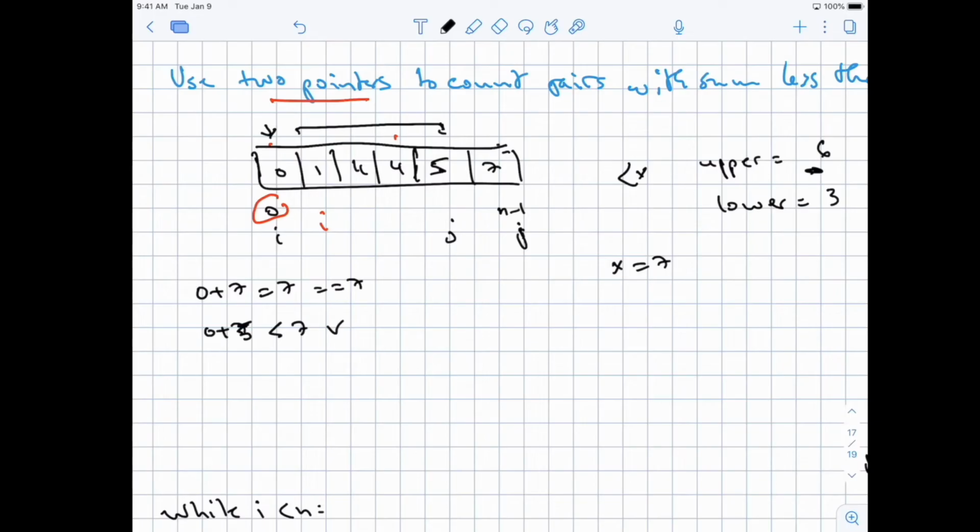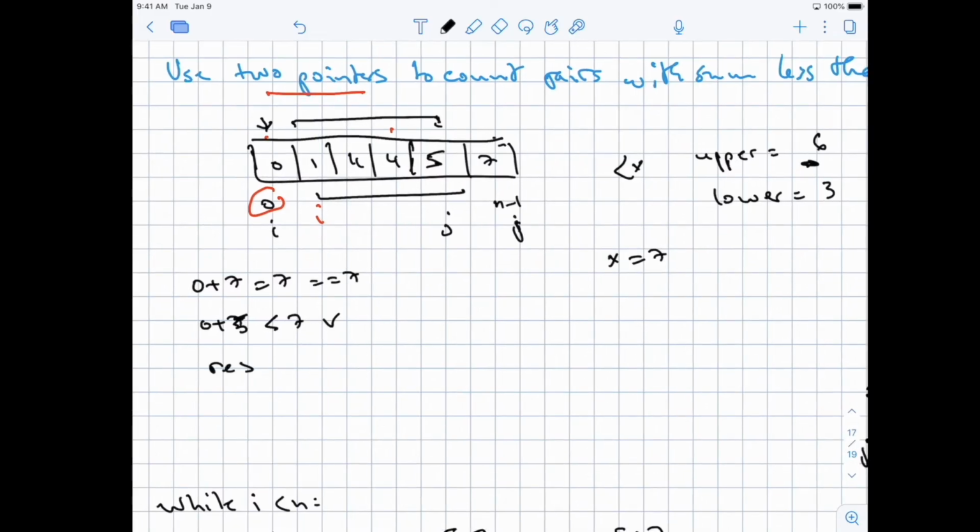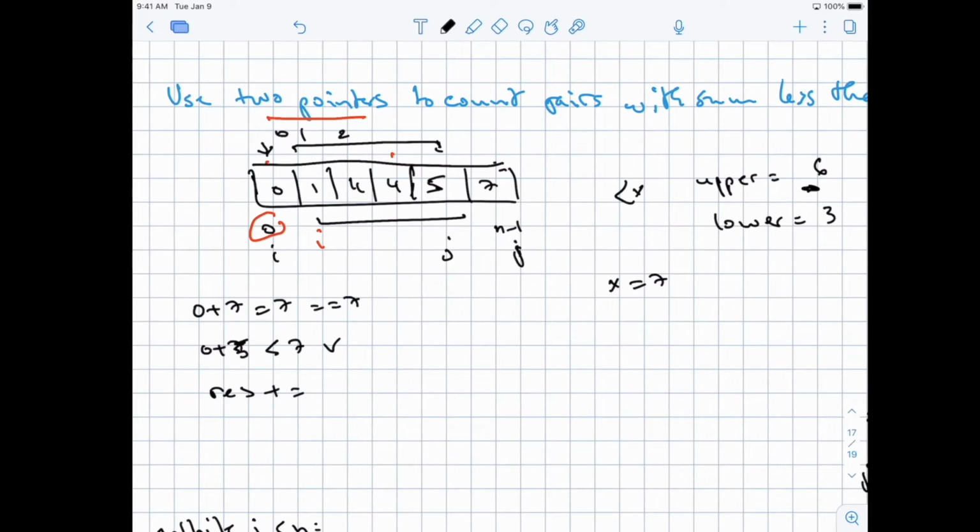And so what do we take? Well, that means we can pair all of these with this position I, right? And so that means what we need to add to our result count, we need to add all of them. What are all of them? This position 0, 1, 2, 3, 4, right? It's just j minus I, right? Because that would give you actually 4 minus 0, and that's exactly what we want, 4 elements. And that's exactly what happens because the pairs are 0 with 1, 0 with 2, 0 with 3, 0 with 5, right? And then we move our I pointer in the next iteration.